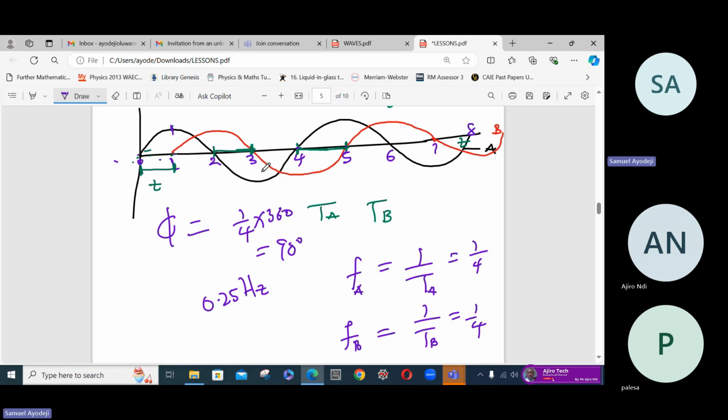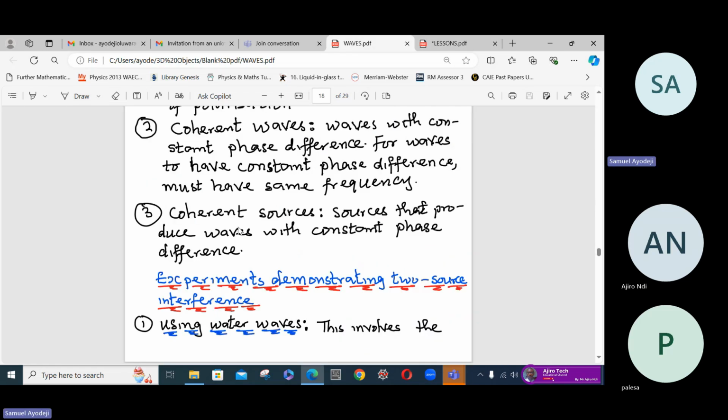Does that make sense? Yes. Okay, so that is what I mean by the statement that they have coherency. So what you just need is to define coherent waves. Waves with constant phase difference. So when can we say waves have a constant phase difference? That means they must have the same frequency. Coherent sources, it's the same thing, just referring to sources that produce what?